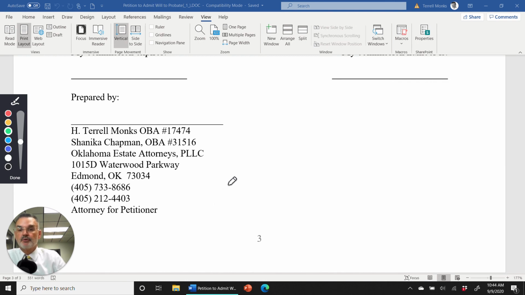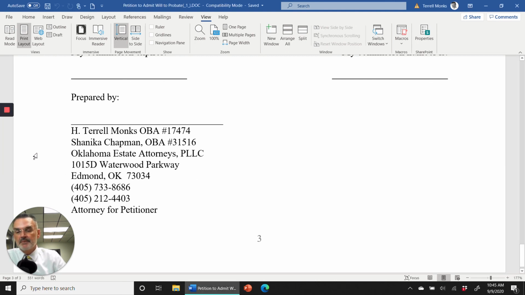That's your basic probate of will petition. It's the first of many probate pleadings, at least arguably one of the most important pleadings, at least one of the 2 or 3 most important pleadings.